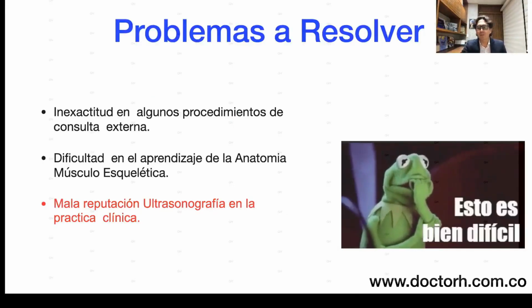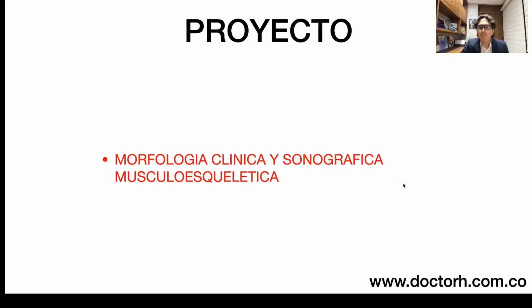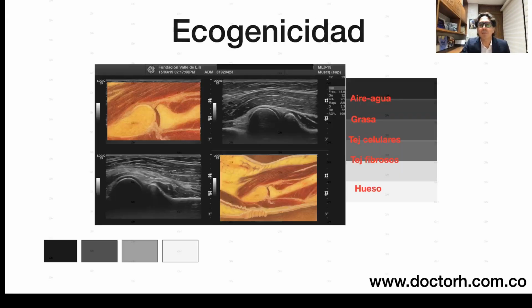However, our students' learning led us to question whether it was worth it to continue with traditional methods. And finally, we implemented a course on clinical and sonographic musculoskeletal morphology for our students starting from the first semester.